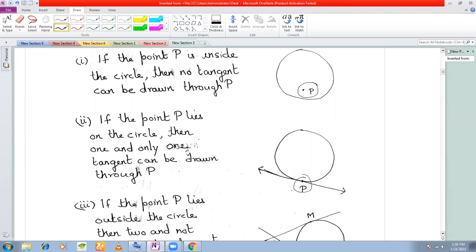Okay, now if I consider another possibility where the point is on the circle, then only one tangent can be drawn. Okay, only one tangent can be drawn through a point on the circle. One and only one tangent. If a point is on the circle, you cannot draw more than one tangent to the circle. Fine.